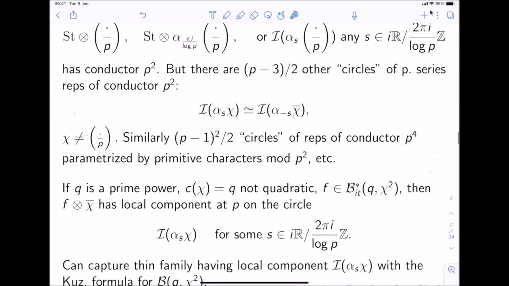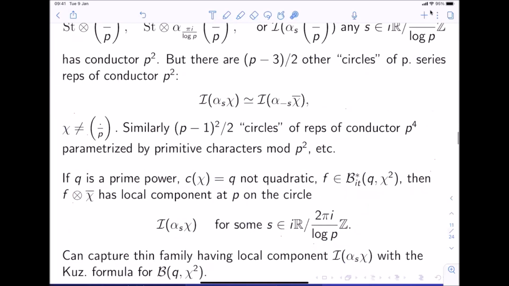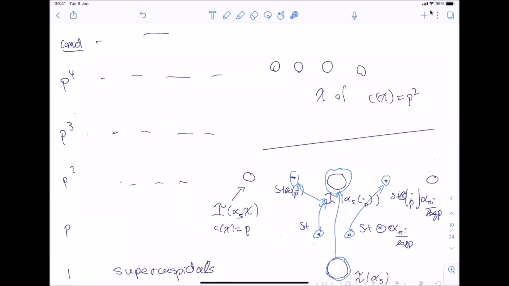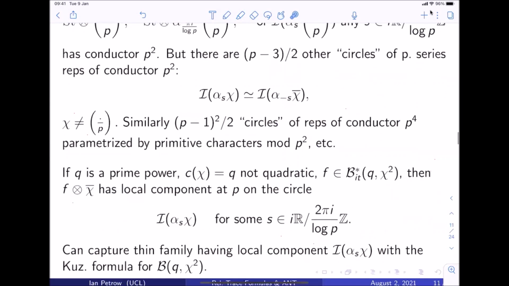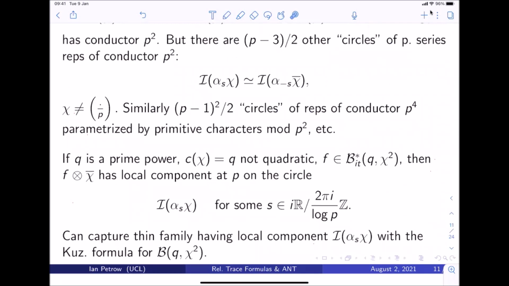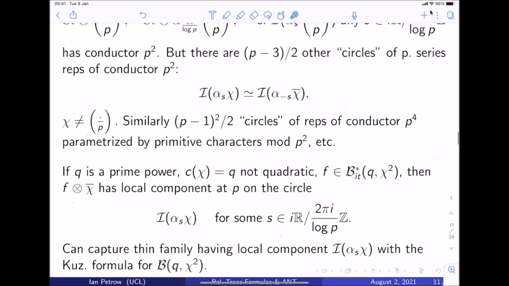So actually, by taking this family and twisting it all by chi bar, for each choice of chi bar it picks out a single circle's worth of principal series representations. And so I have a family that I can pick out with the Kuznetsov formula that individually picks out one of these pieces at a time. And so that's how we get a thin family at p in level aspect.